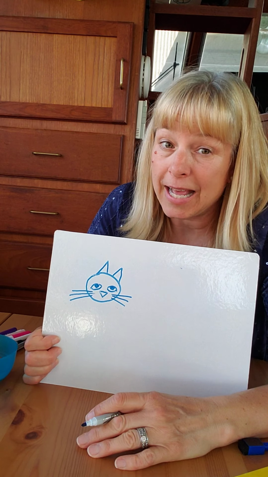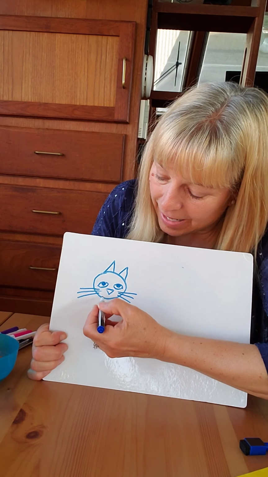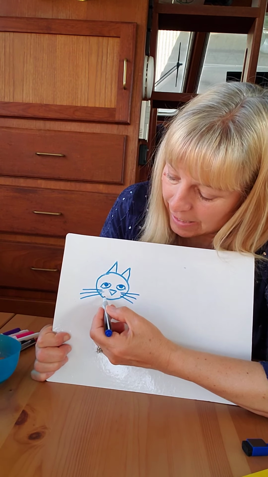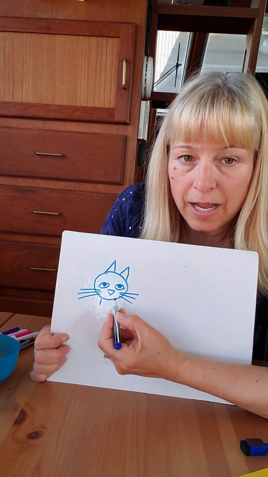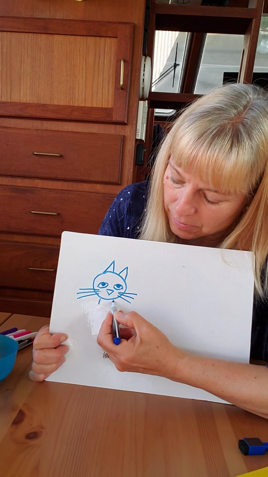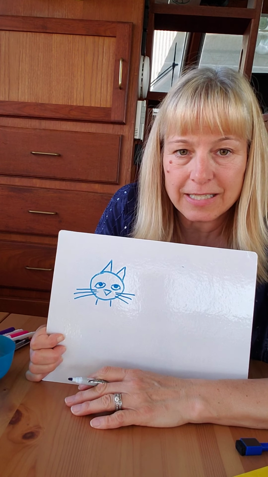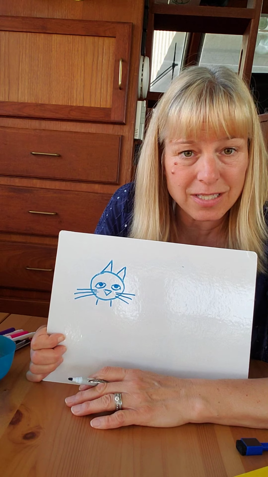Now, cats have necks. And so to draw a neck on my kitty cat, I'm going to draw two short lines that go down. There's his neck. Did you see how easy that was?